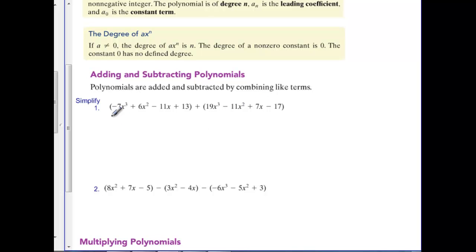So negative 7x cubed and 19x cubed is going to end up giving us positive 12x cubed. And then we have the 6x squared, negative 11x squared. Yep, minus 5x squared. Negative 11x plus 7x.